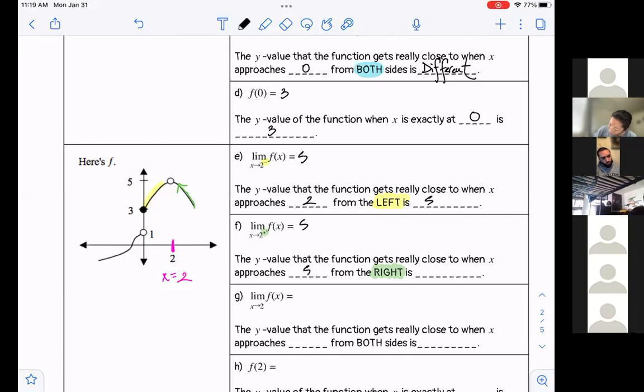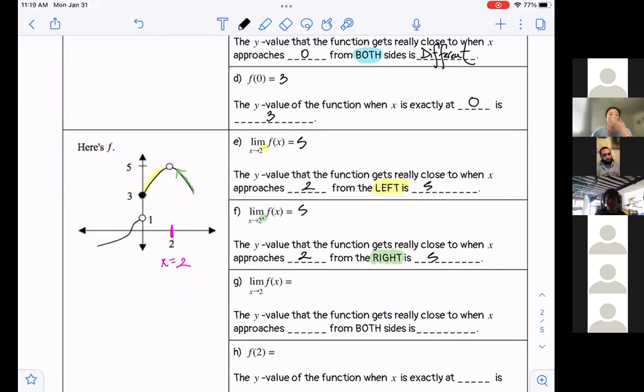Okay, so we can fill in, oops, not there. 2 from the right also gets close to 5, okay? That's excellent. So sometimes that happens, right? Sometimes when we come from both sides, from the left and from the right, we get to the same Y value.